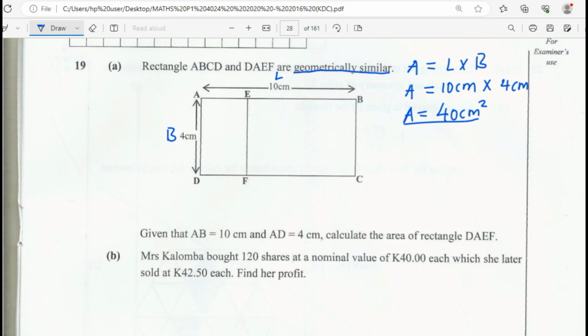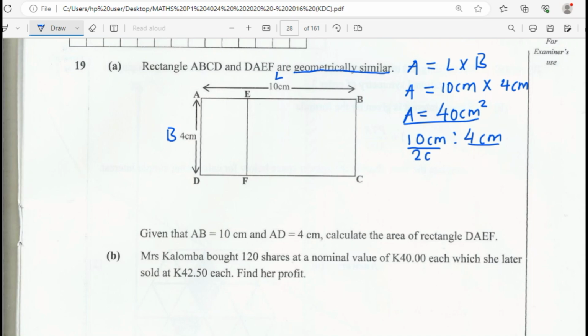Now, how can we use the area of the larger rectangle to find the area of the smaller one? We are going to use the ratio system. So let's make these two distances ratios. The first one, we have 10 centimeters, and 4 centimeters here. So how can we make these two numbers ratios? We need to look at the number that we can divide into 10 and 4 without giving us a remainder.